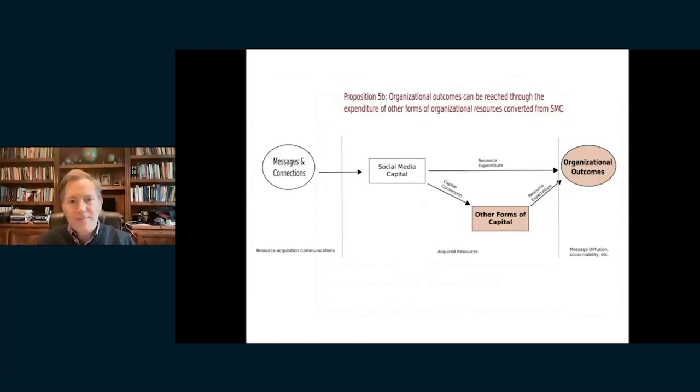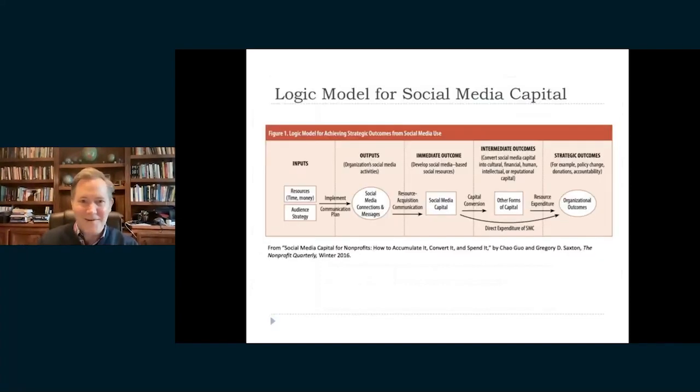Okay, and lastly, in terms of how you can expend this before we get into measurement, you can just expend the capital you've developed. So if a company has money, they can build toward those outcomes. That one is pretty simple. So we've covered, just at a high level, understanding social media capital and how it fits into your overall value chain.